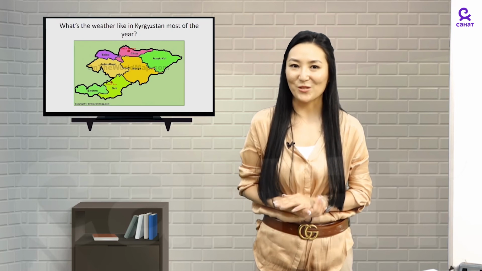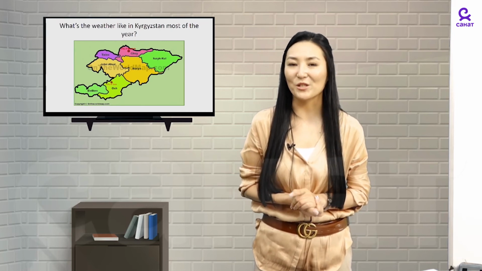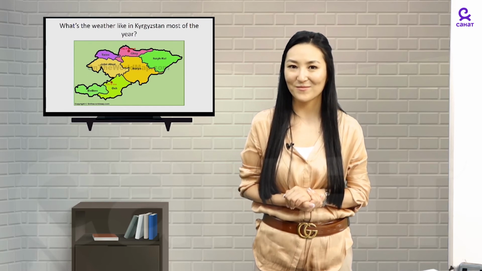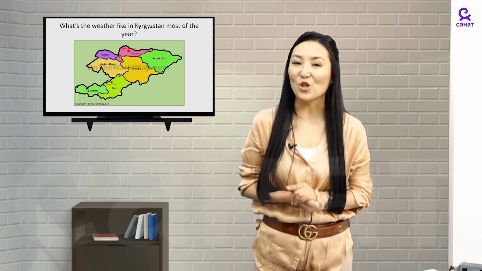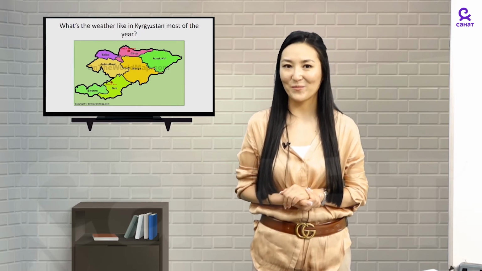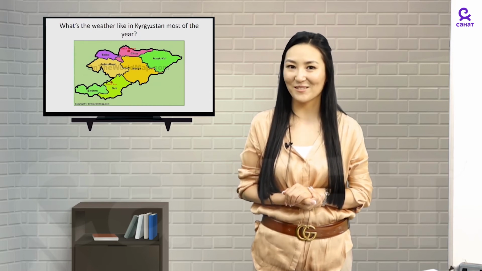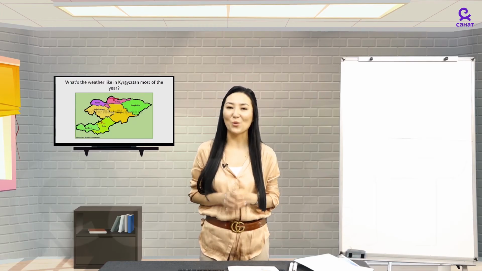Now, boys and girls, look at this map. Tell each other which region of our country you're from. Talk about what's the weather like in your region most of the time. Do you have all 4 seasons? Can you talk about it? And our lesson is over.